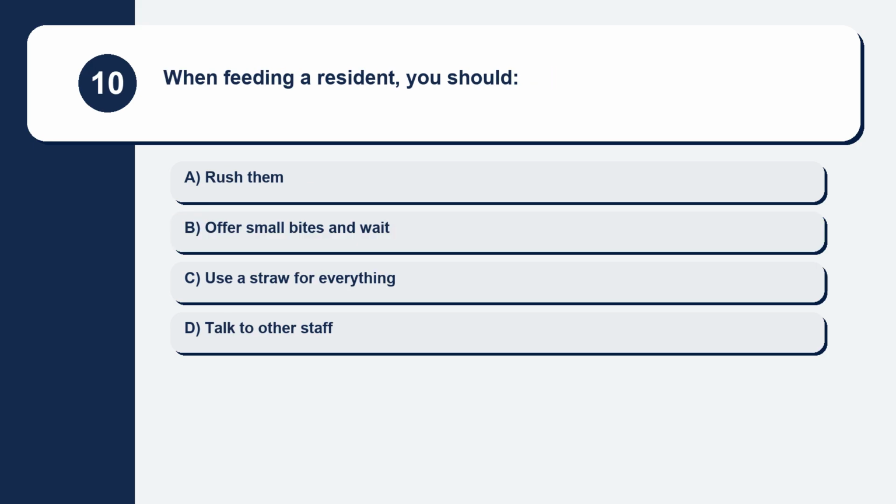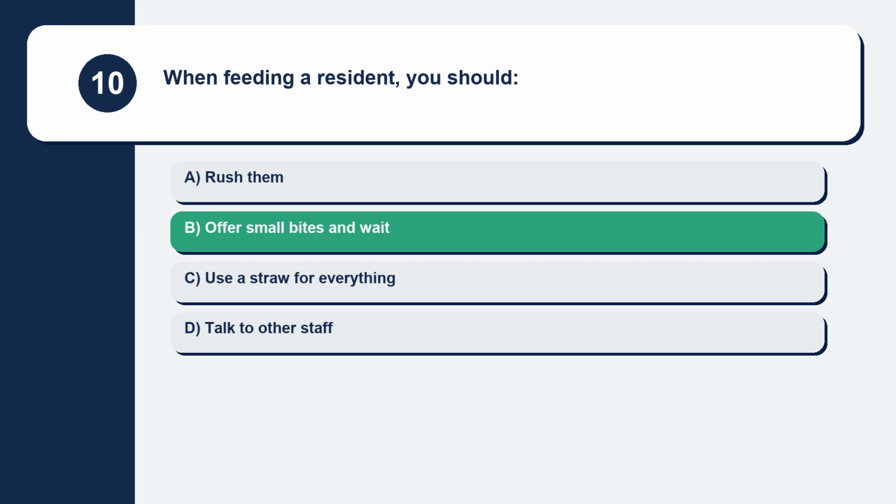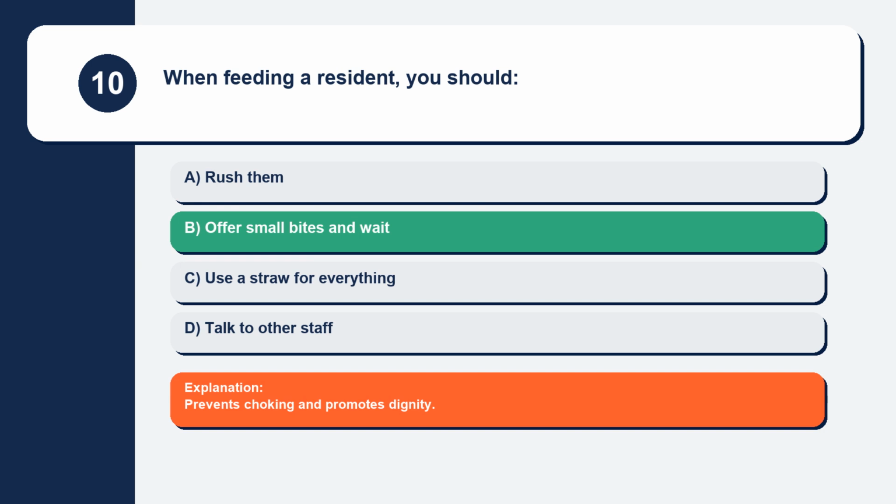Question 10. When feeding a resident, you should rush them, offer small bites and wait, use a straw for everything, talk to other staff. Prevents choking and promotes dignity.